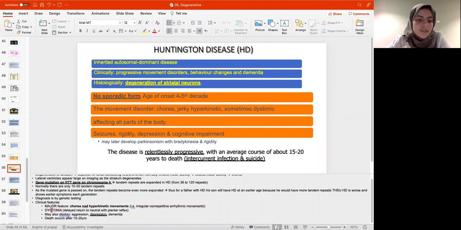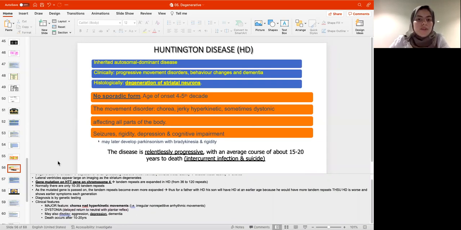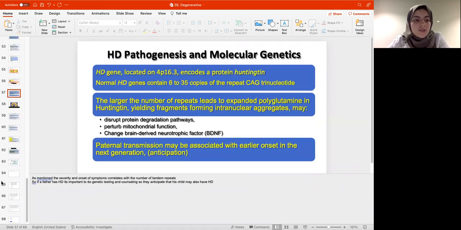Dystonia, this is important. Sometimes in the scenario, he'll say he has delayed return to neutral with plantar reflex because of dystonia. So he won't say he has dystonia. No, I'll say what's delayed. He has delayed return to neutral with plantar reflex. Okay. And yeah, he can also display depression, aggression, dementia, and usually it occurs after 10 to 20 years, they die because of it or because of infections.